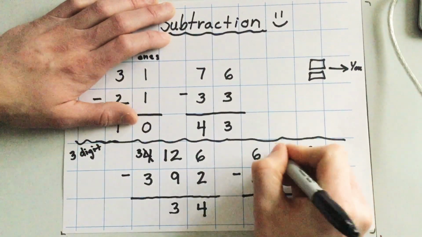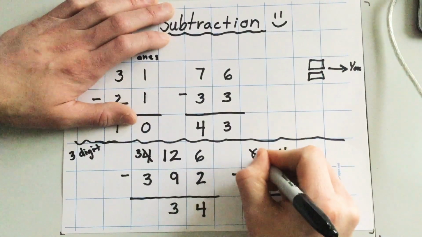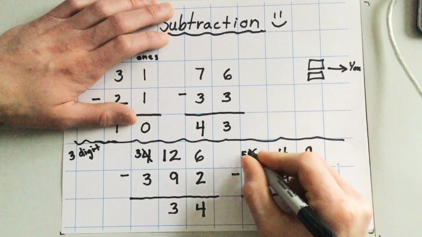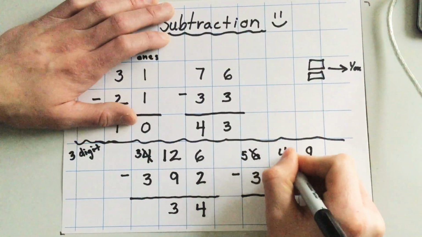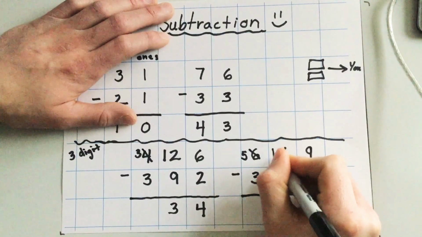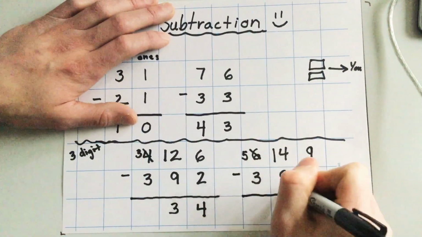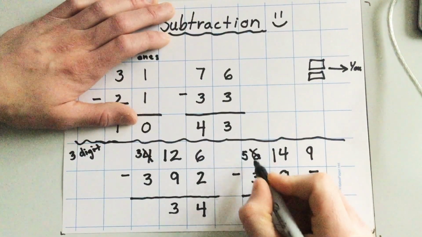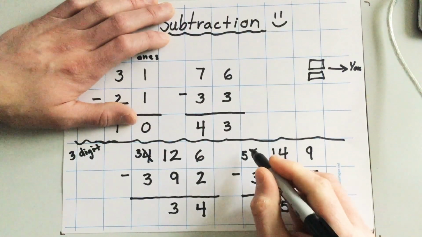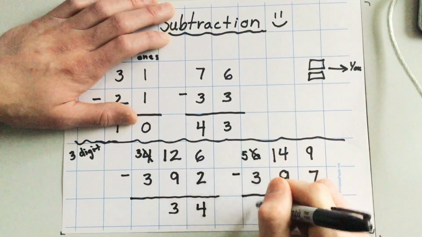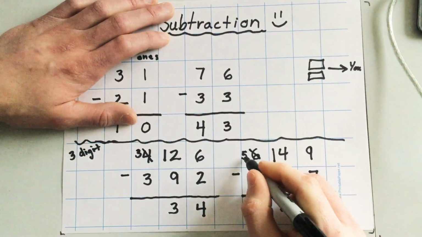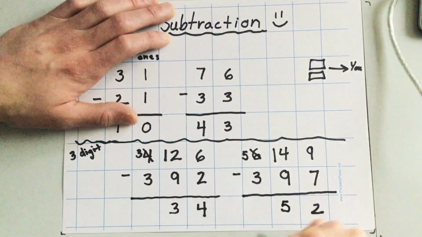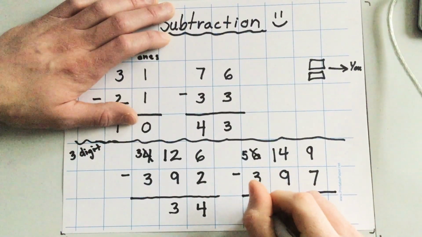Now we have to go next door to our neighbor to help out. So we cross out the 6, make it a 5, and we're regrouping this 10 over here. So 10 plus 4 is 14. 14 minus 9 is 5. And then to finish this one out, we go over to the hundreds column, and we take 5 minus 3, or we take 3 away from 5. 5 minus 3 is 2.